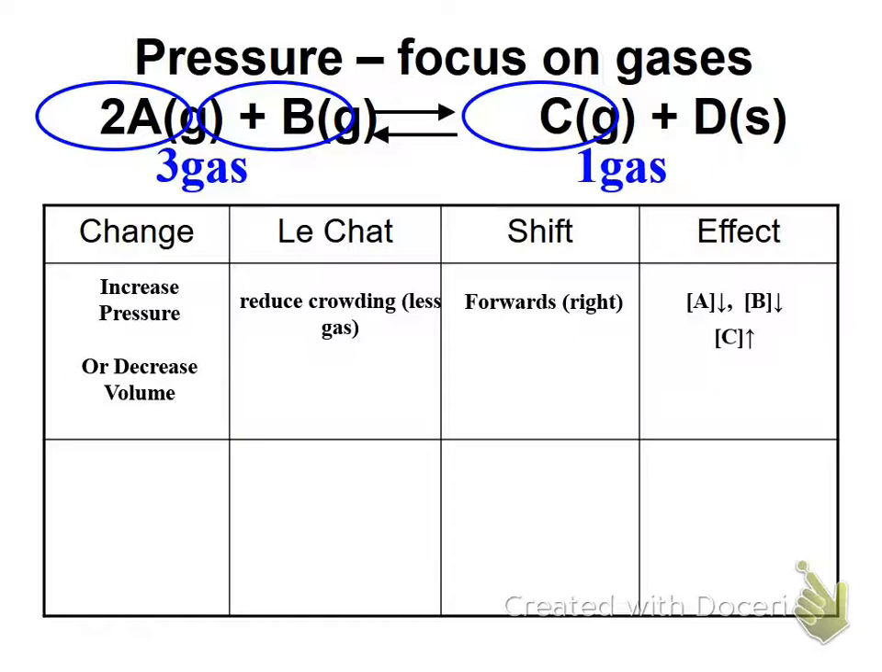Well, what about the opposite? Well, what if I were to say decrease the pressure? This would be the same as increasing the volume. This is like making my classroom bigger. If I took all of your desks and I moved you into the gym and I spread you out, that would be essentially increasing the volume. This is reducing the crowding.